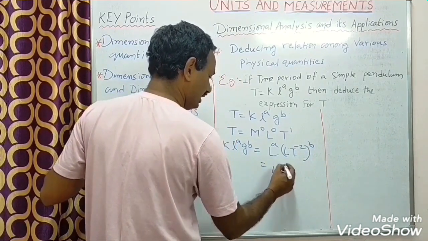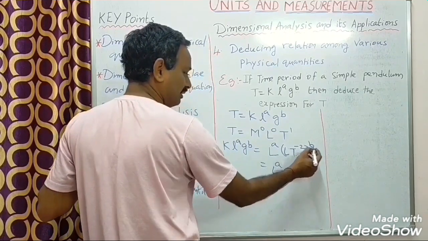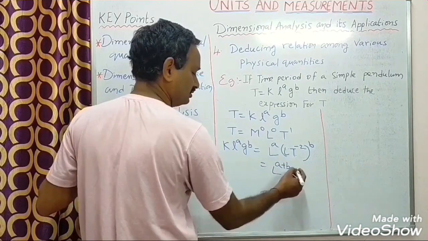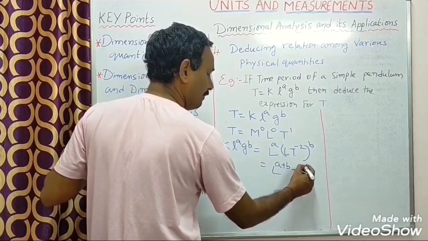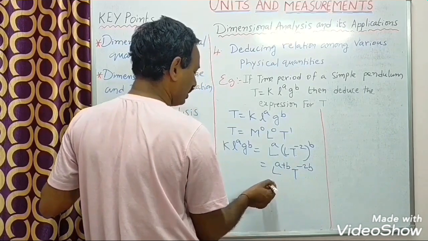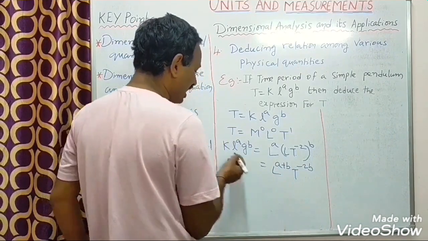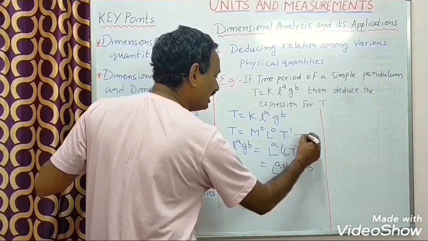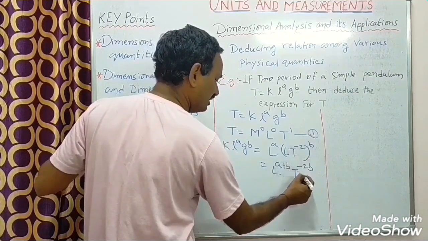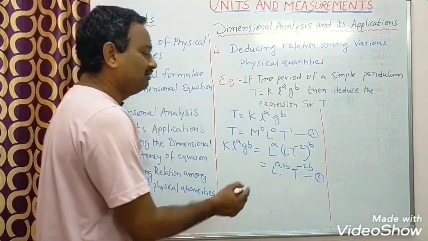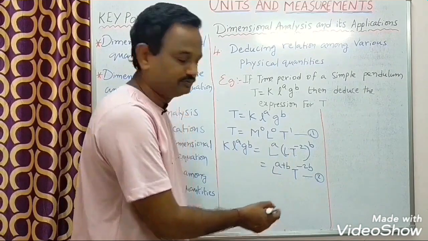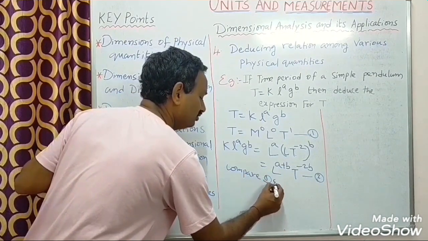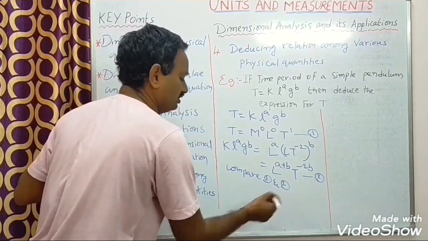Then what you will get? You will get L power a, here L power b, that is L power a into L power b, L power a plus b, into T power minus 2b. So I got the dimension formula for RHS. For the first one I will take equation 1, and for the second one equation 2. Now I will compare dimensions of equations 1 and 2.